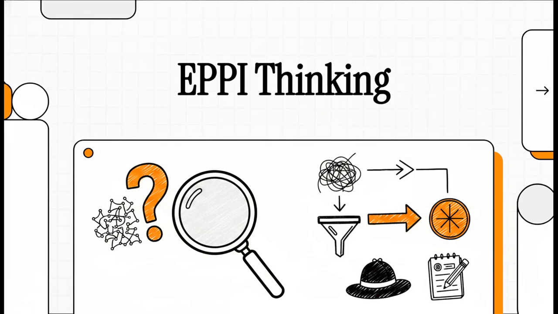Welcome to this explainer on Guy W. Wallace's Enterprise Process Performance Improvement, or EPPI for short. Today, we're figuring out how to look way past those surface-level workplace symptoms to uncover the real root causes of performance issues. Basically, we're going to transform from mere order takers into diagnostic detectives. Let's get right into it.